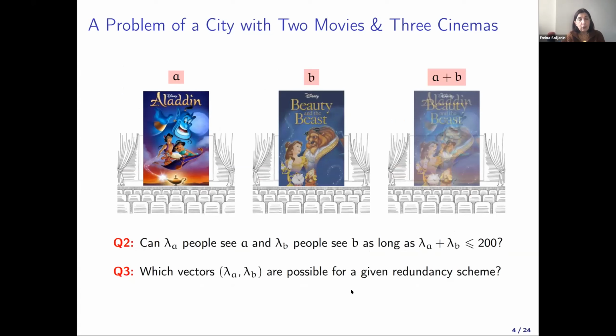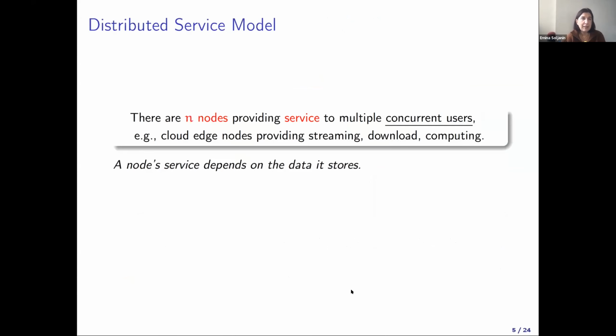And question number 2 is, if I do that, can lambda A people see A and lambda B people see B as long as their sum is smaller than 200? And question number 3 is, can you describe all these combinations, all these possibilities for lambda A and lambda B that this redundancy system can support? Okay. So this is a puzzle, and now I'm going to formally define my system.